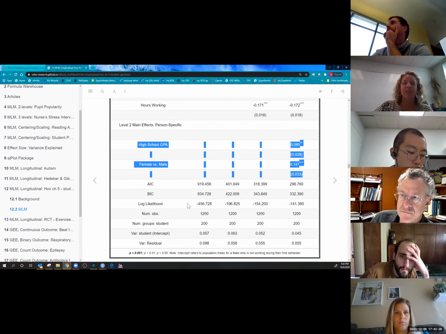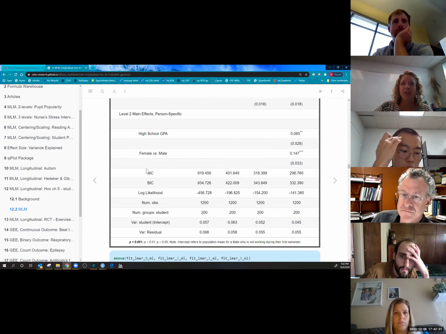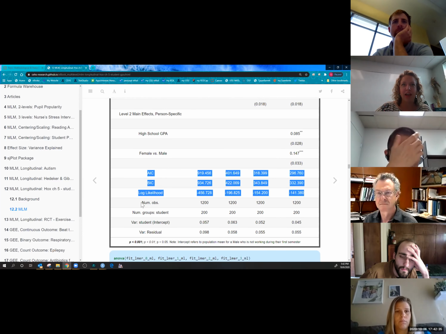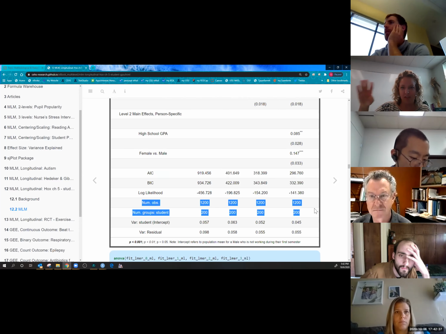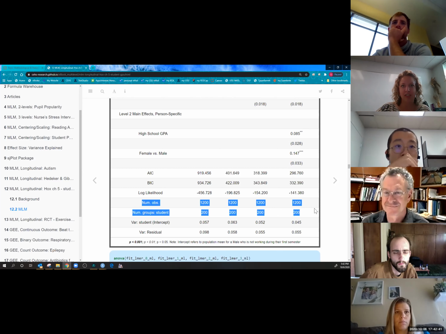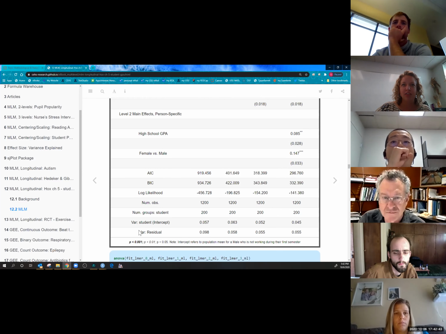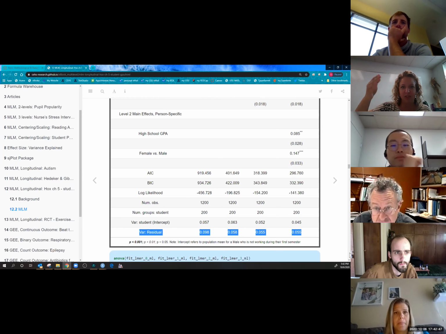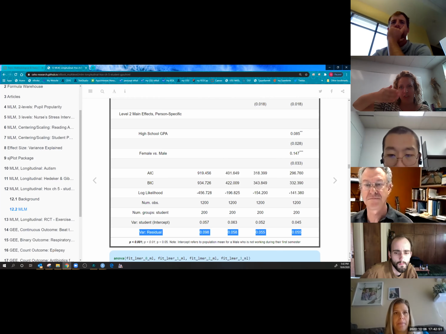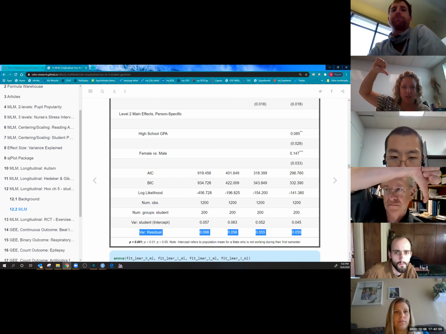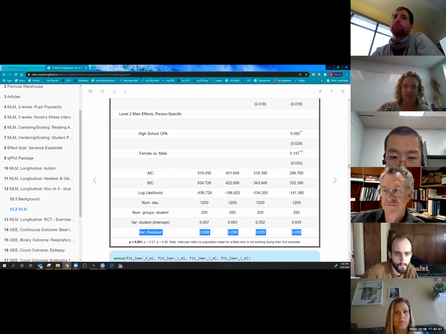Then we've got our AIC, BIC, and our log likelihood. These are our fit statistics. Then we have our sample sizes, all of them 200 subjects, people, with 6 observations each. And then let's check out residual variance. What happens to the residual variance as we add more fixed effects? Moving over in the table, adding more fixed effects, residual variance goes down.